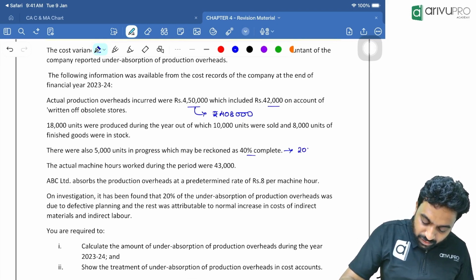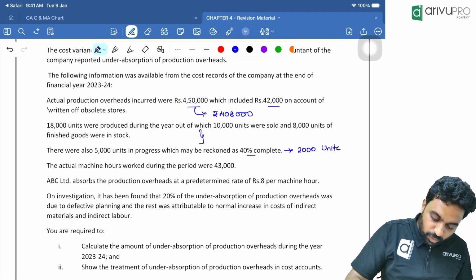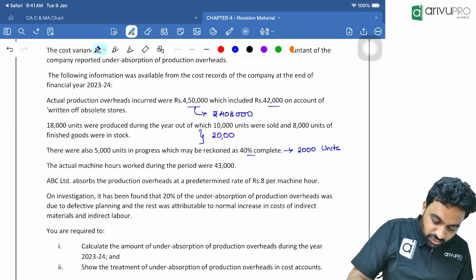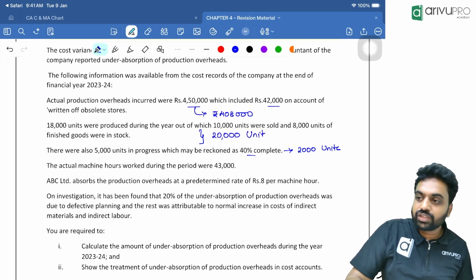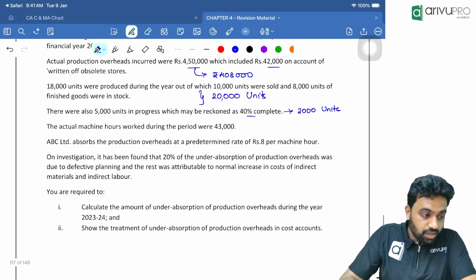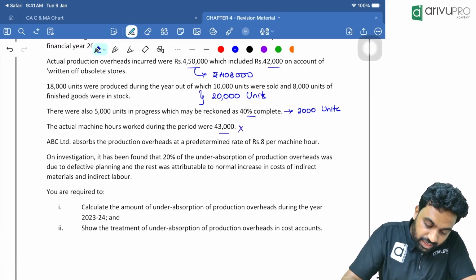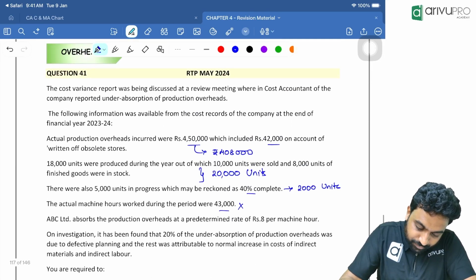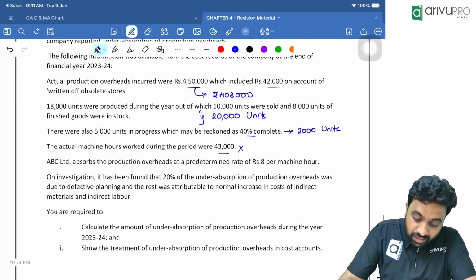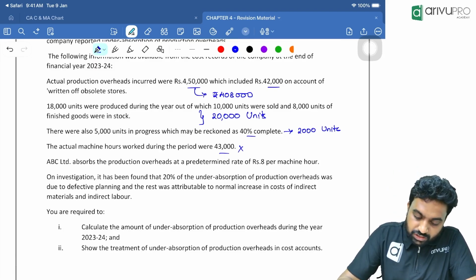That means these are equal to 2,000 units. That means my denominator will be how much? 20,000 units. 18,000 produced, 2,000 in closing WIP. Correct? The actual machine hours worked is 43,000. And how much is the recovery rate? They haven't given it. Sometimes they don't give the recovery rate directly. They will give budgeted overhead and budgeted hours, and you have to compute. So 43,000.